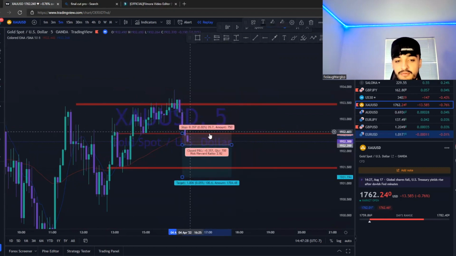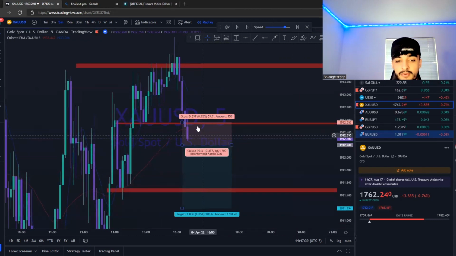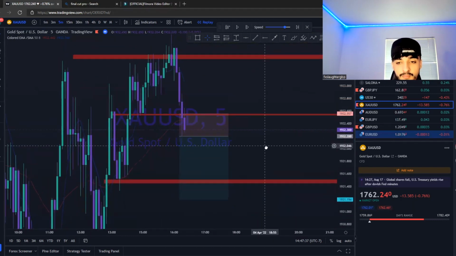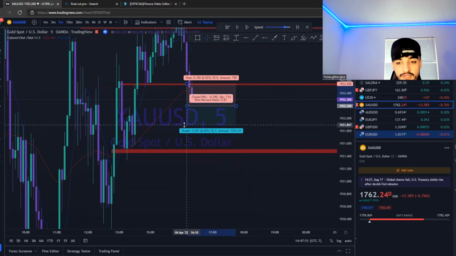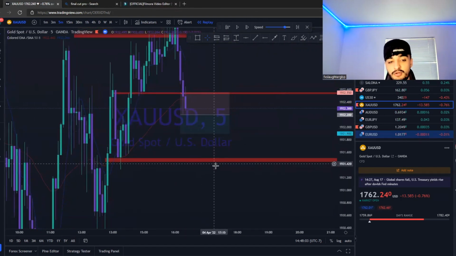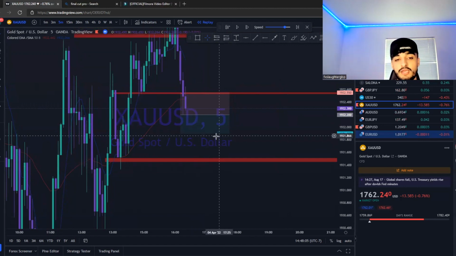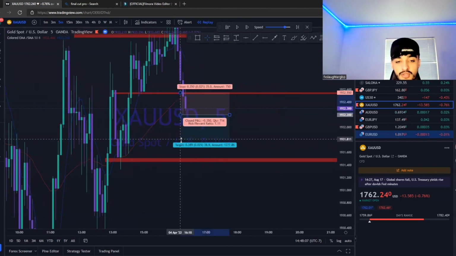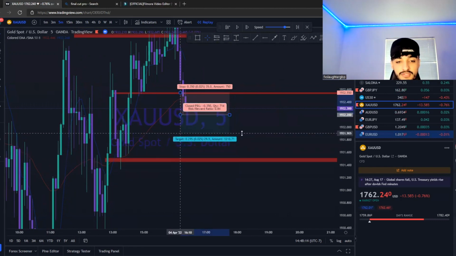35 pips stop loss. The reason why I'm doing 35 pips is that it's above this support. Our first TP will be 900. We're gonna shoot for 1-to-3. So first TP 900, and then 60 pips, and then it'll be 90 pips. Let's see if we can get the first TP first.